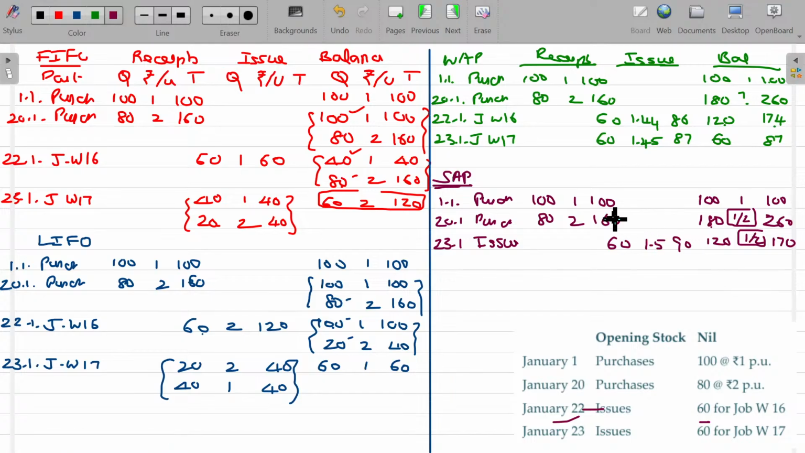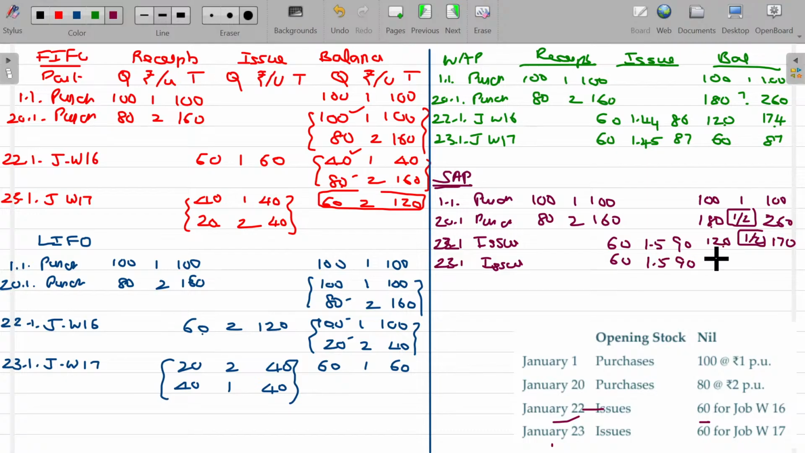So 120 is definitely apart from here. Apart from here means this item's rate is 1, this item's rate is 2. Two different material prices there in the closing stock. Now what happens in case of the 23rd Jan issue? Another 60. Here in the closing stock we have two different rates, 1 and 2. So you take the average of this, so balance being 90.